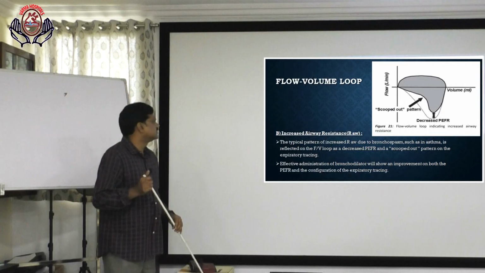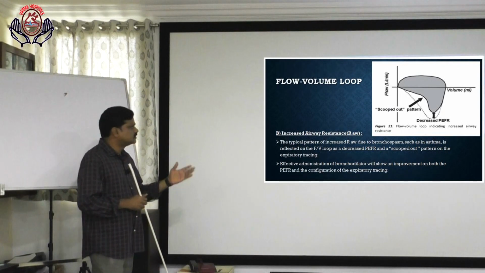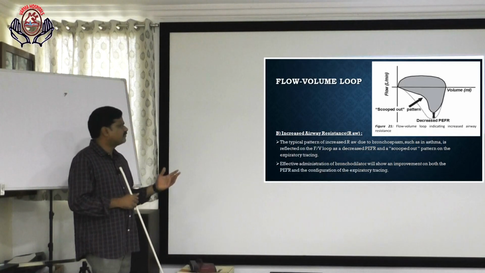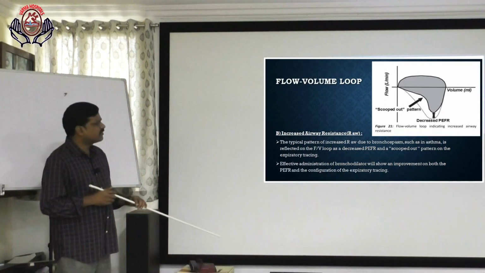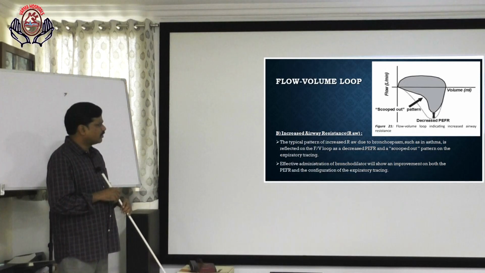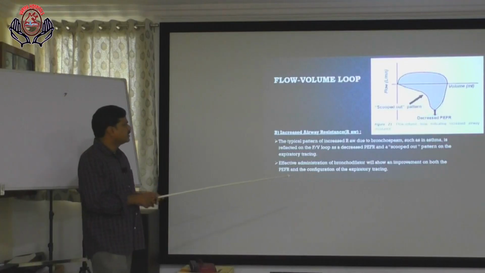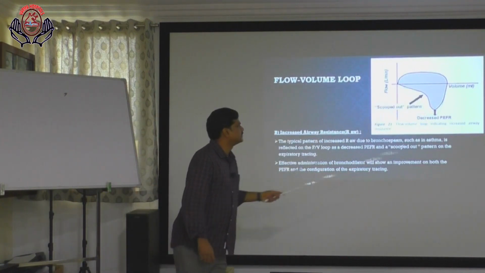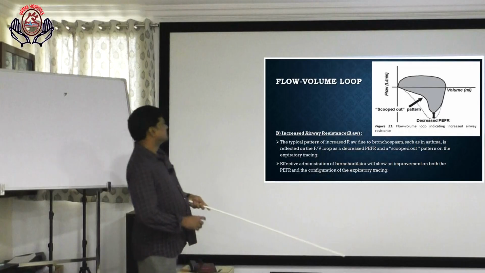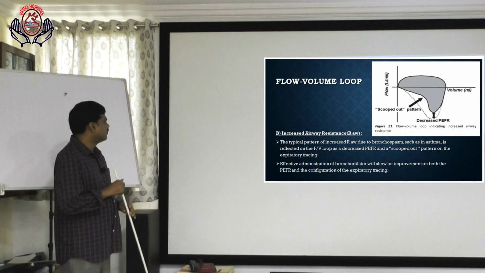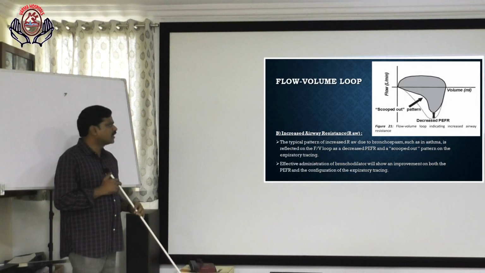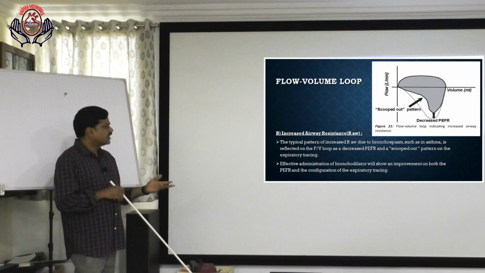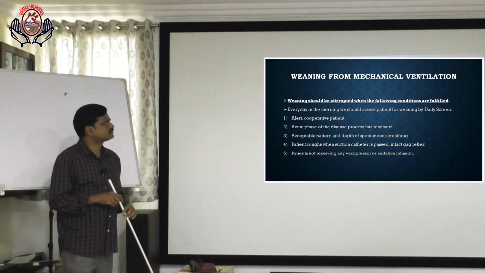Increased airway resistance. The typical pattern of increased airway resistance due to bronchospasm, such as in asthma, is reflected on the FV loop as a decreased peak expiratory flow rate, PEFR, and a scooped out pattern on the expiratory tracing. Effective administration of a bronchodilator will show an improvement in both PEFR and the configuration of the expiratory tracing.